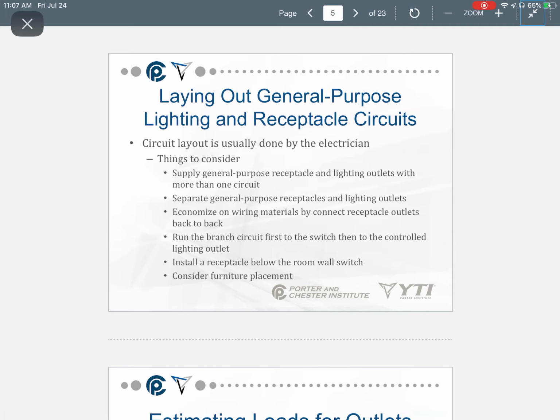Installing a receptacle below the room wall switch. That would be switched outlets, still a pretty common thing for living rooms and bedrooms to have switched receptacles.